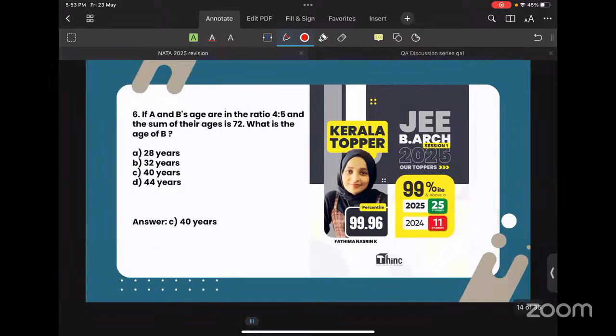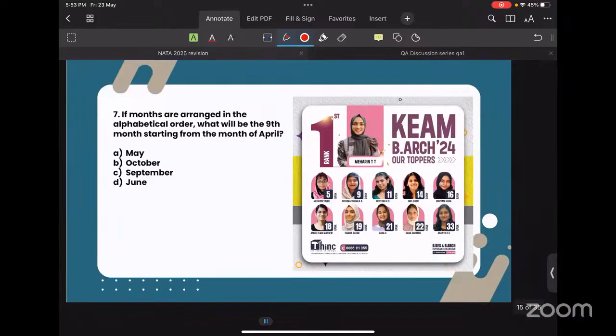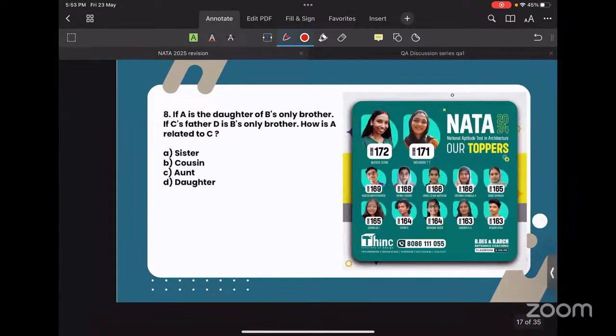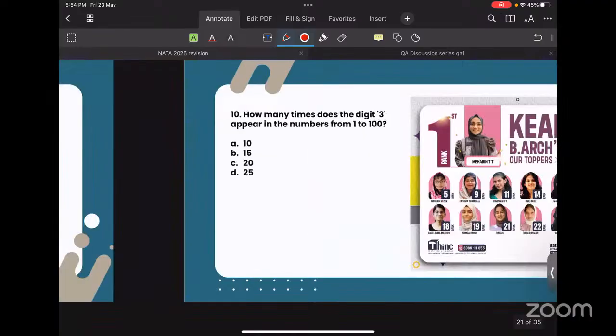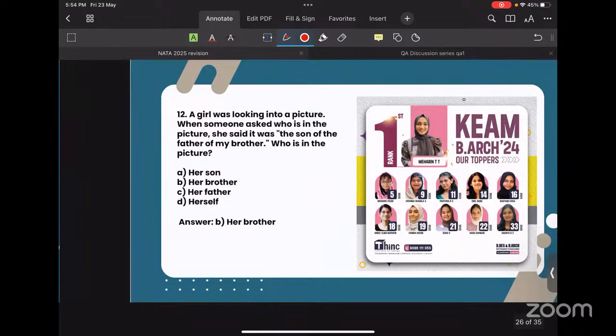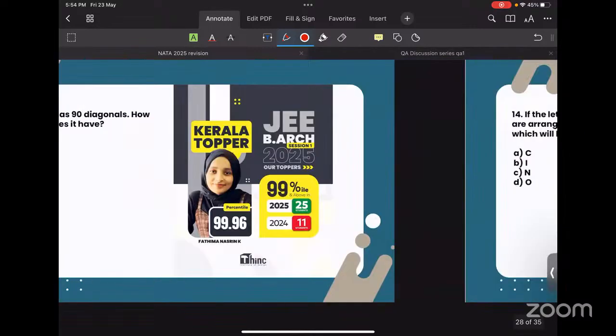Very good. Similarly, I just found a new type of question. If months are arranged in alphabetical order, what will be the 9th month starting from the month of April? So this was the question which has been asked. This is a dictionary based question. One more question has been asked in a similar format, about the days of a week. I'm showing you that there are similarities in asking questions.